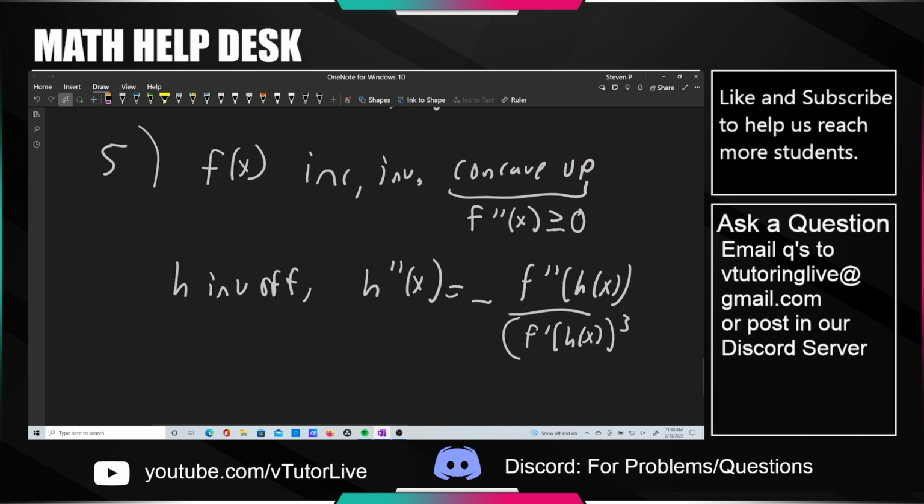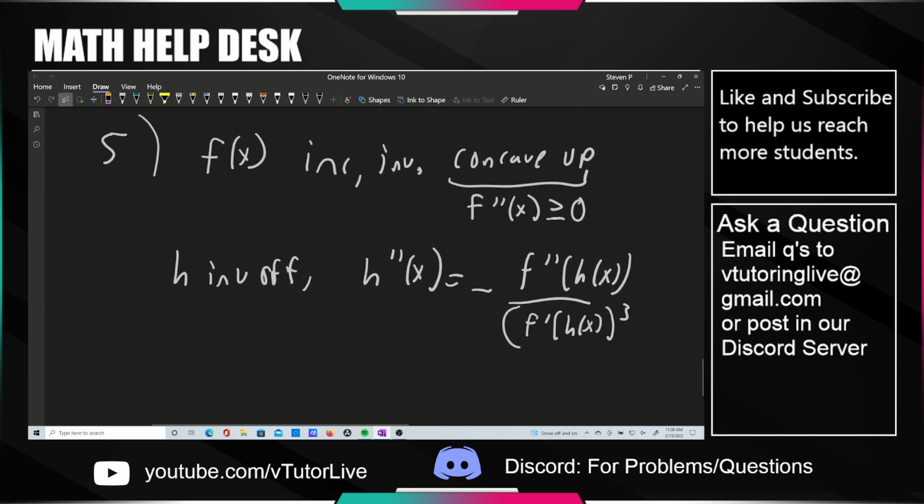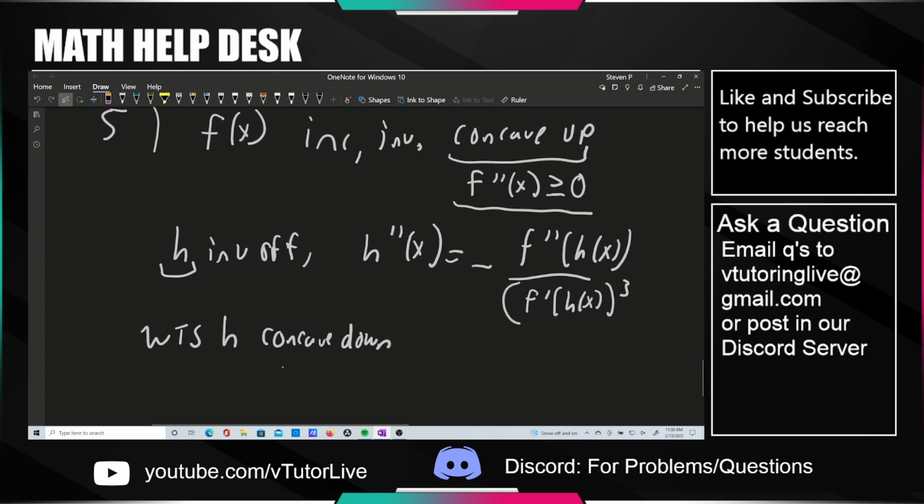So basically you're asked to show that h is concave down, which is similar but opposite of over here, and basically means that h double prime of x is less than or equal to 0. Or is it just less than? I forget. But the point is, you just look at this expression right here, right?